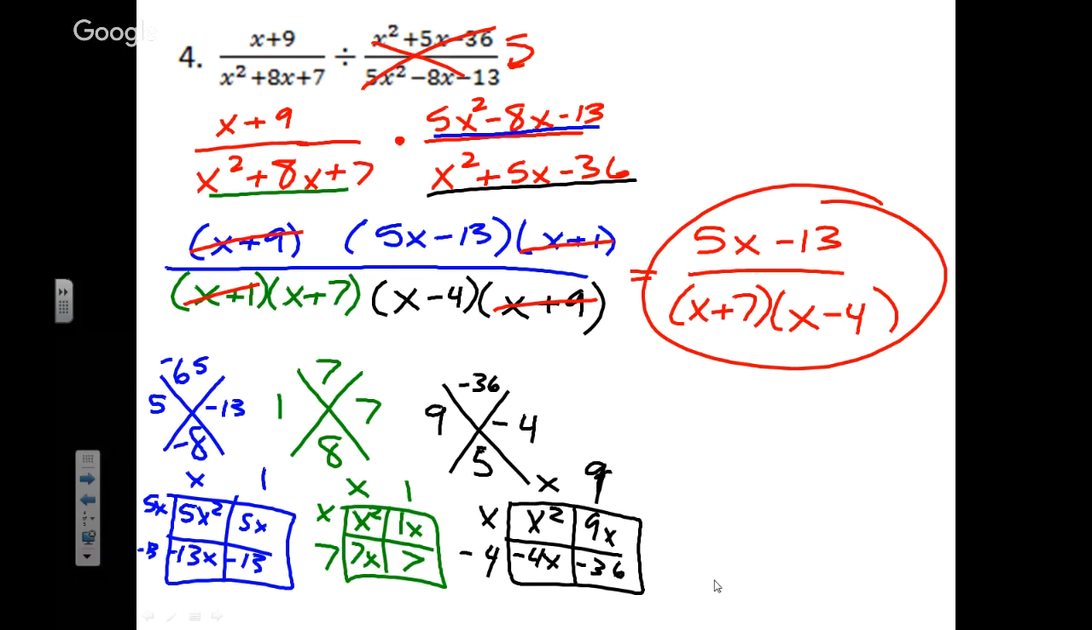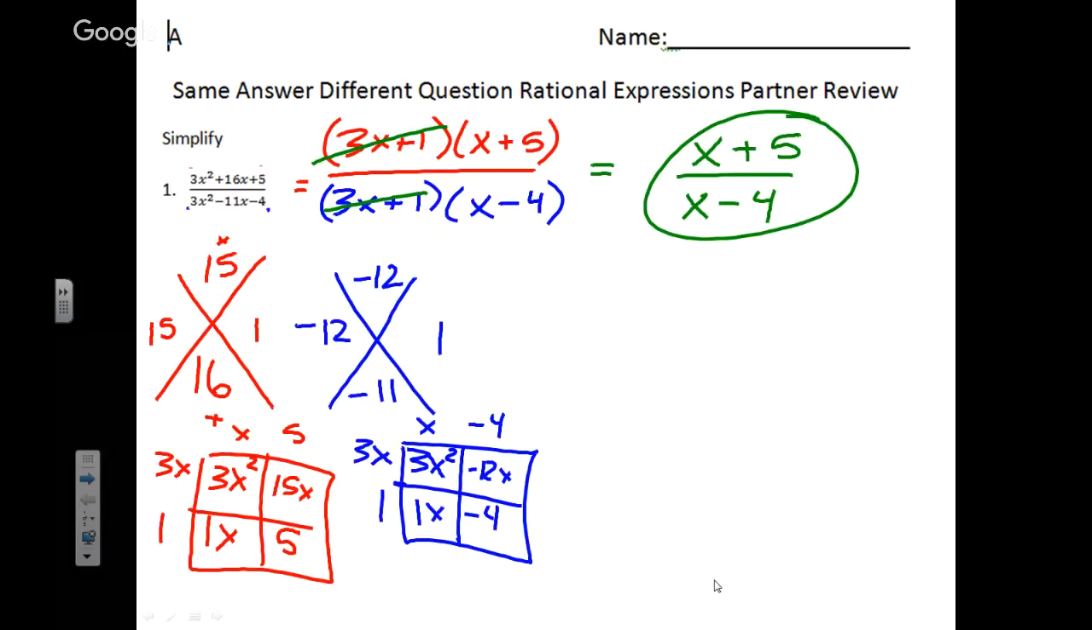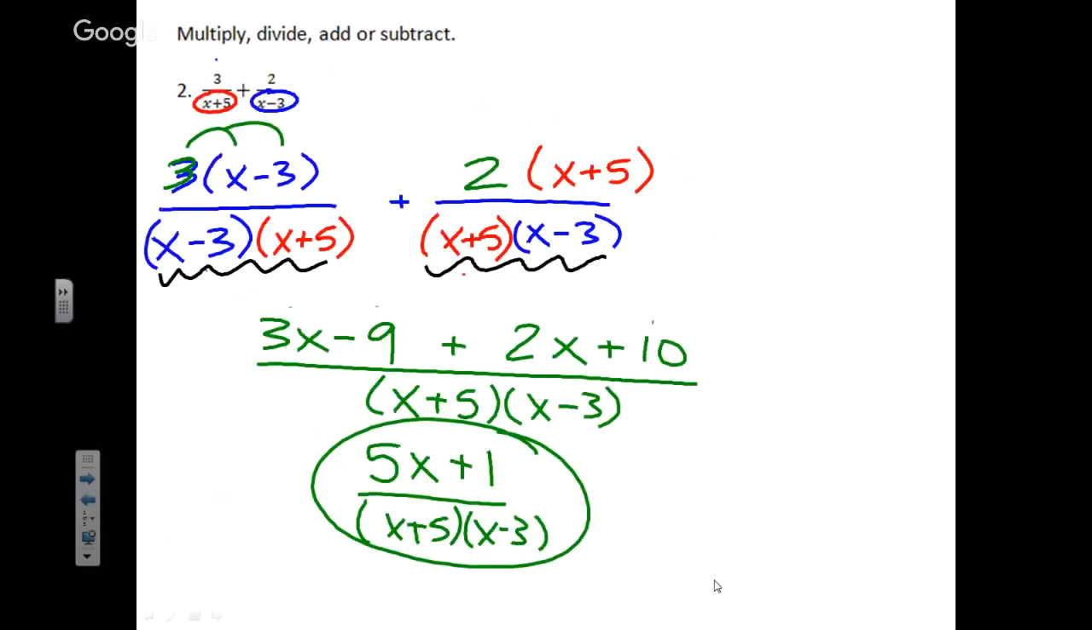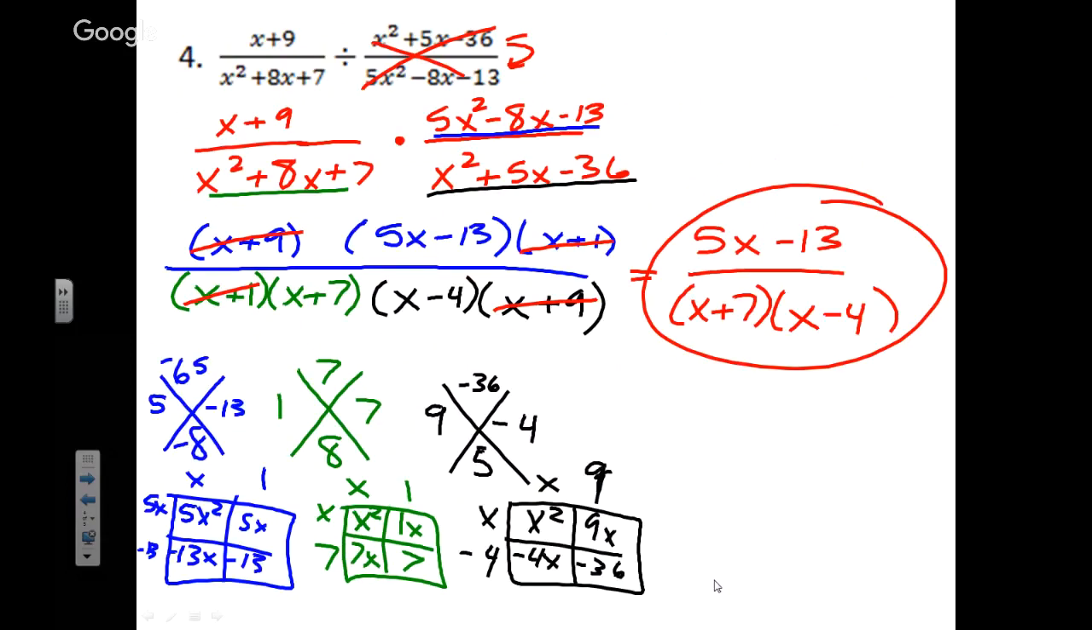Let me just double check that I did all the problems. I did the first one. So factor top and bottom and cancel. Second one, get the bottoms to match. And then once they match, you can add. Third one, factor everything, make one long bar and then cancel. Fourth one, flip the second one, make one long bar and then factor everything and cancel.